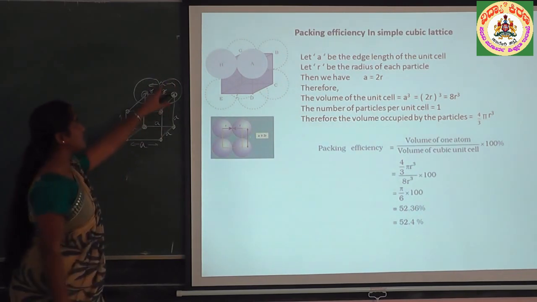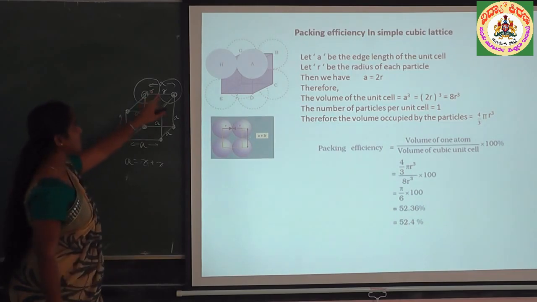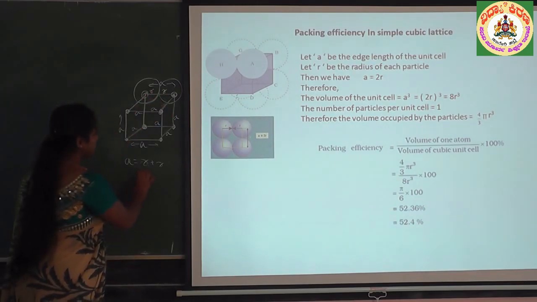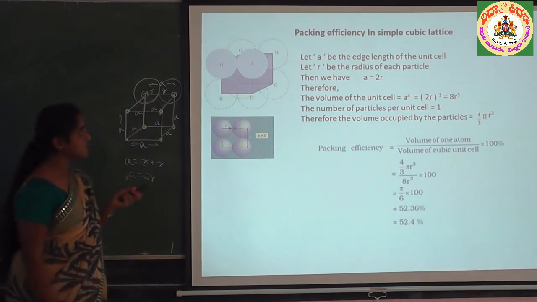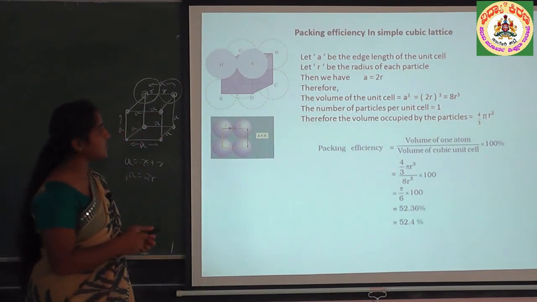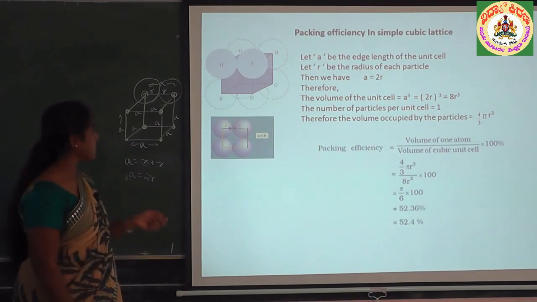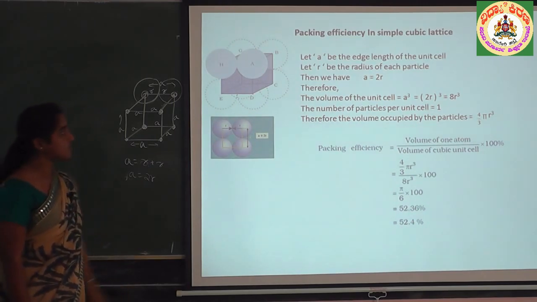Here see what happens. A equals R plus R. This is one R, this is another R. That is, A equals 2R. Suppose A is the edge length of the unit cell and R is the radius of each particle. Then we have A equals 2R.